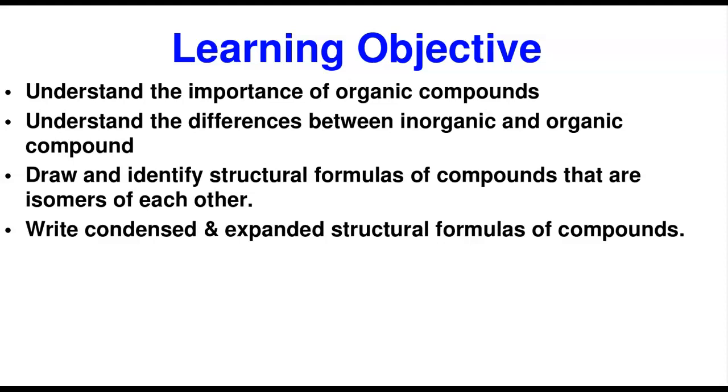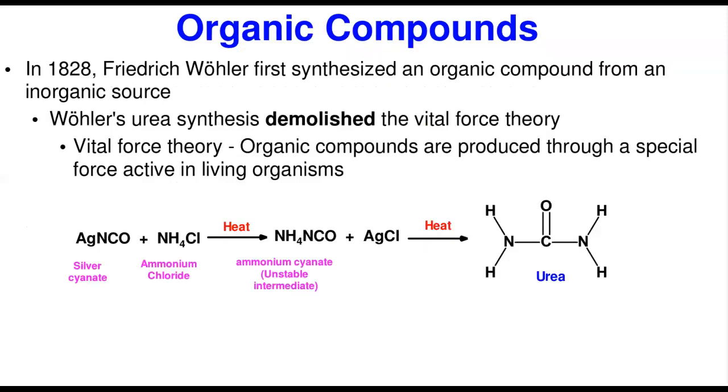Now let's look at our learning objectives as usual. We understand organic chemistry and the importance of organic compounds. We also understand the differences between inorganic and organic compounds in terms of bonding and chemistry. We now learn how to draw and identify structural formulas of compounds that are isomers of each other. So we'll delve into the first part of isomerism, which is the structural and constitutional isomers. And finally, we know how to write the condensed and expanded structural formulas. The last part of this objective, we've done a little bit in review, but it's important. I keep hammering this in because this is what we're going to do all through this class.